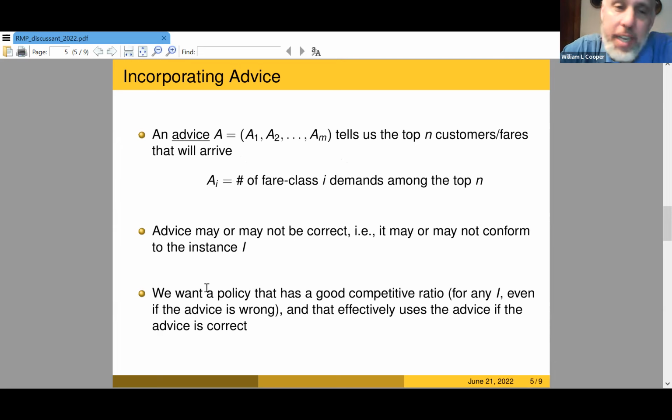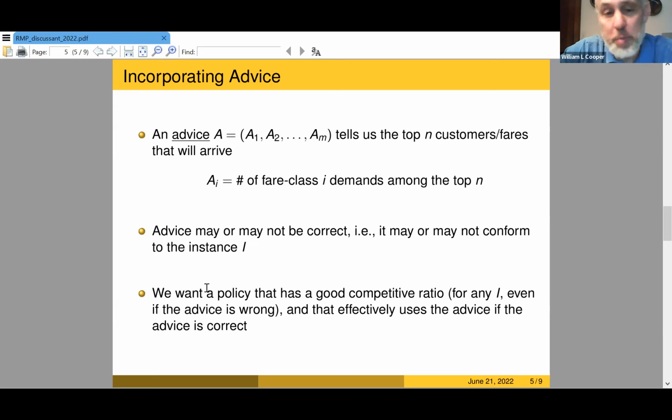And so the way the authors have very cleverly factored this prediction in is through what's called an advice. And so what an advice tells us is, for each fare class, so for each customer class, it's going to tell me among the top N fares that show up, how many of those are in fare class I. And if you have this information, this advice, then that's enough to compute the clairvoyant optimal if the advice is actually correct.